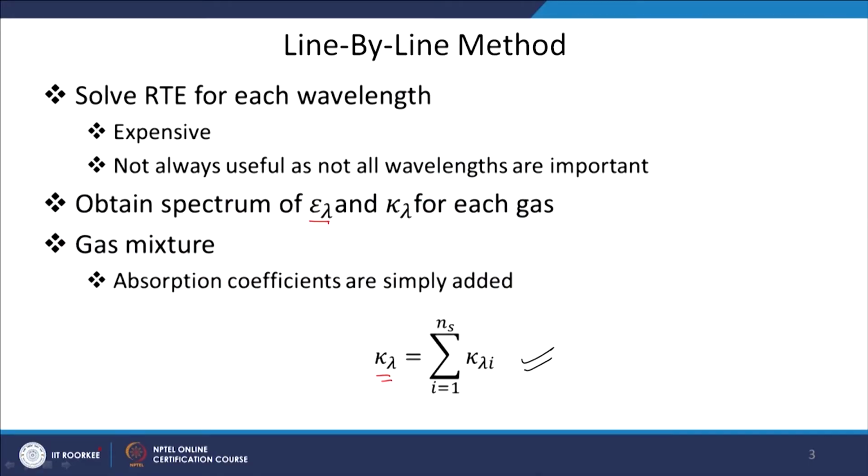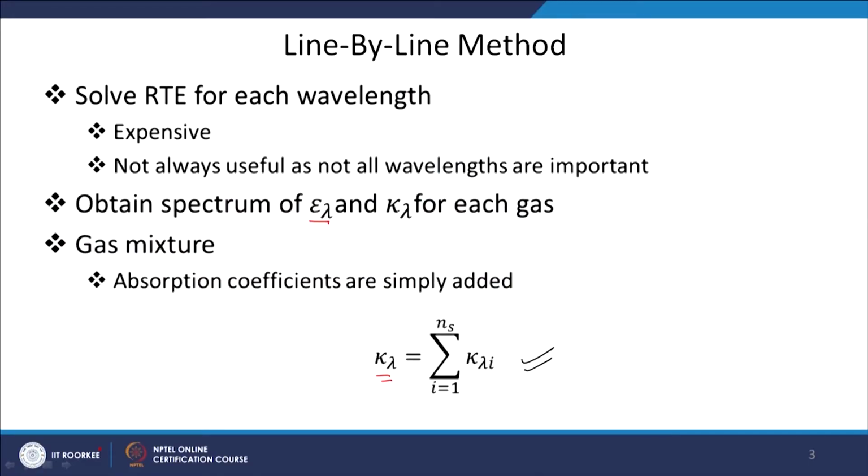We will see in later slides that when we go for simplified models like band models or gray models, it is not simple to add gases. For line by line only we can add gases in an accurate manner, because we have represented the absorption coefficient of each and every gas at a given wavelength. So, total absorption coefficient is just additive and we can add them accurately. Similarly, we can do for the emission coefficient epsilon lambda.